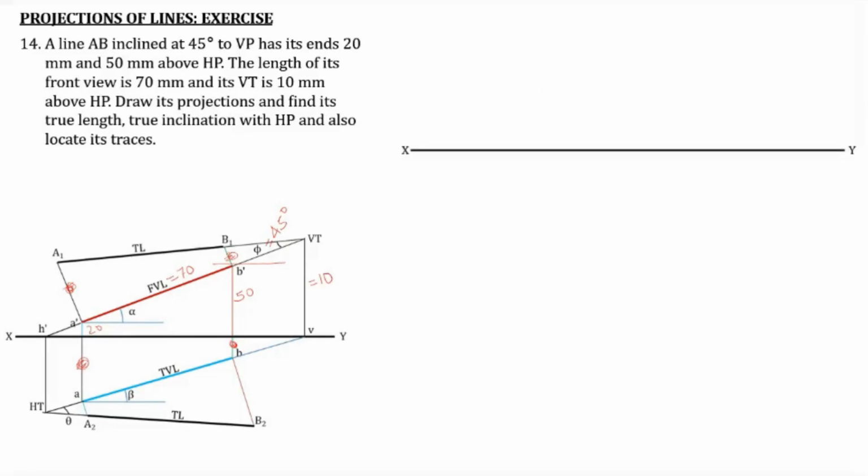First the XY line, then point A dash, then locus of B dash, then point B dash using the arc, then join A dash with B dash. Then point VT: first the locus of VT, and then extend A dash B dash to get the VT, the locus of the vertical trace.